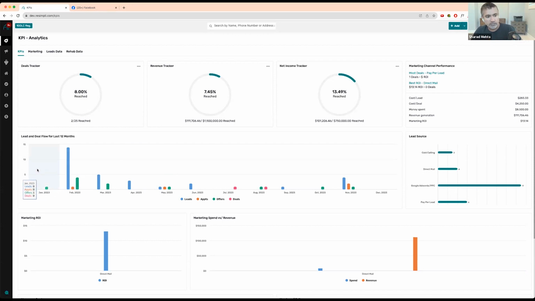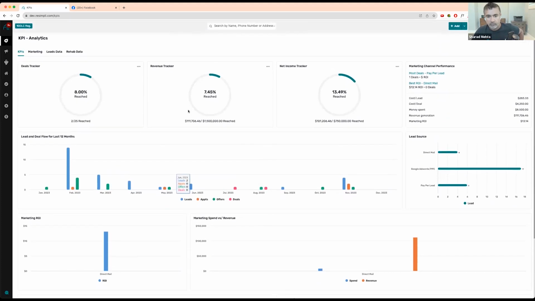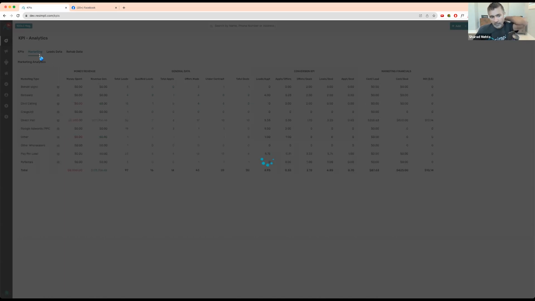And then you can see your lead and deal flow for the last 12 months. You can hover on it, see how many leads you had in the last month, how many appointments, offers, and deals. What are your top lead sources? Where you're getting most of your leads from? Marketing ROI, revenue versus spend. And then this is very high level. If you want to dig deeper into it, you can go into the marketing tab.